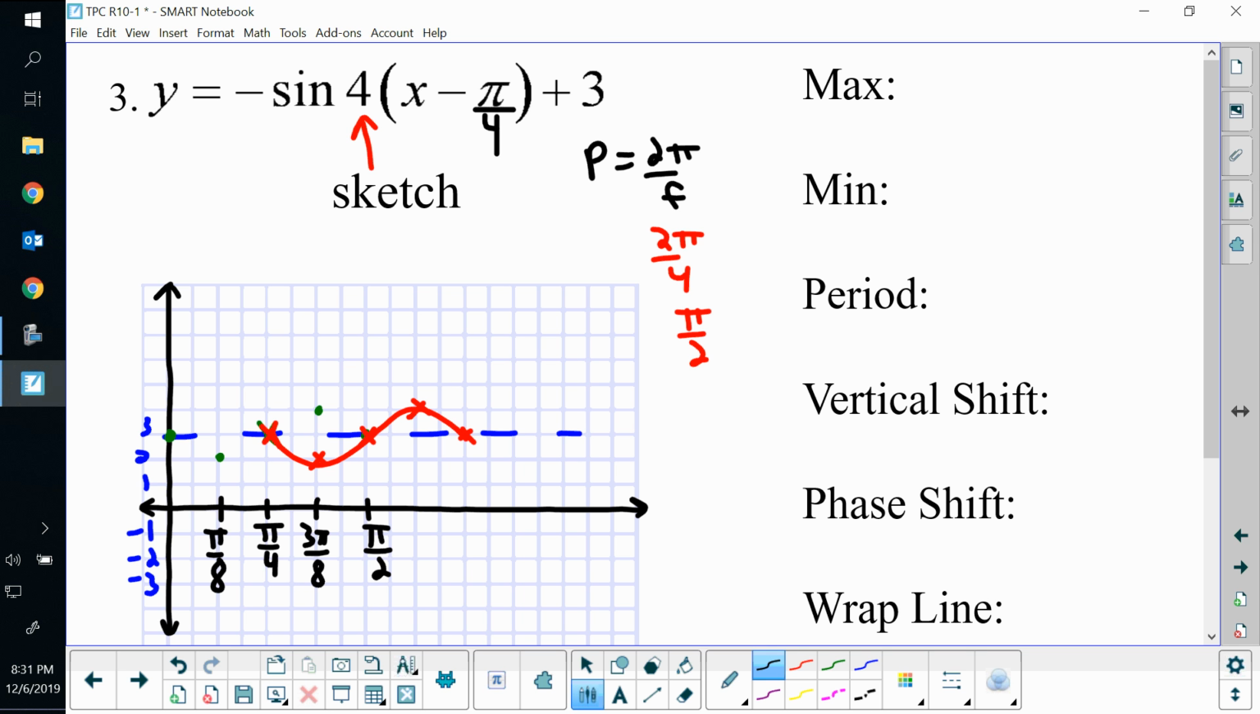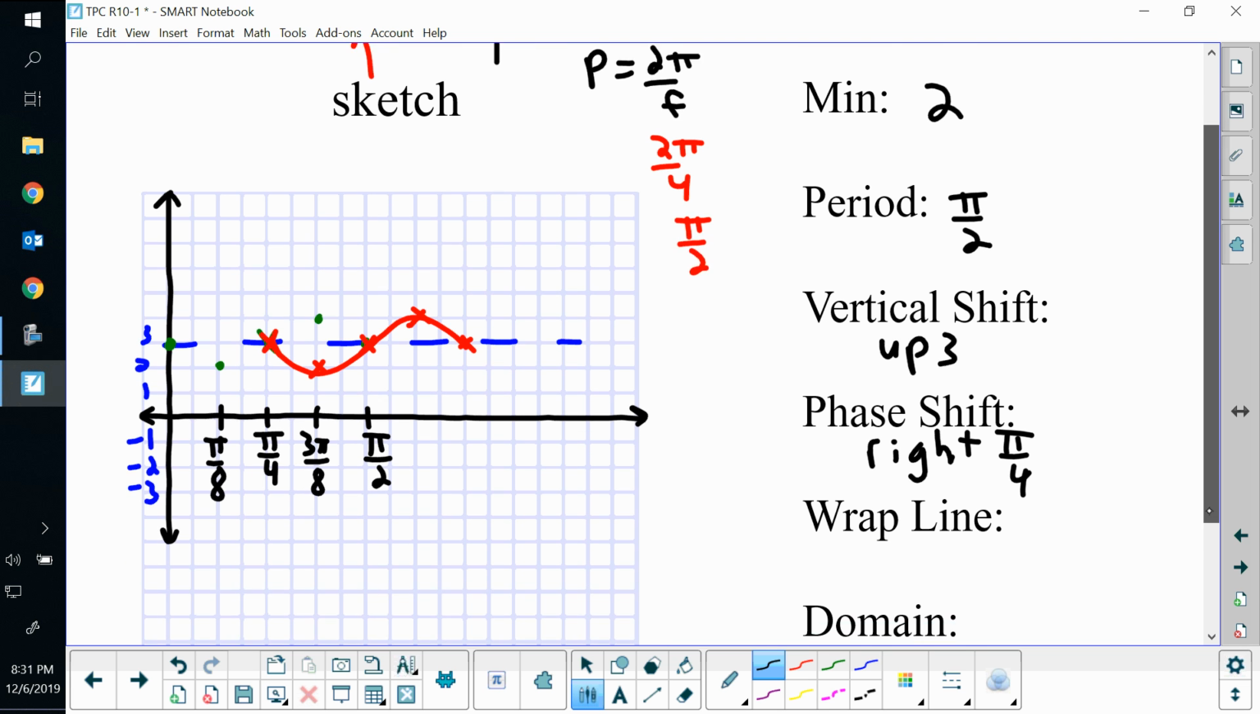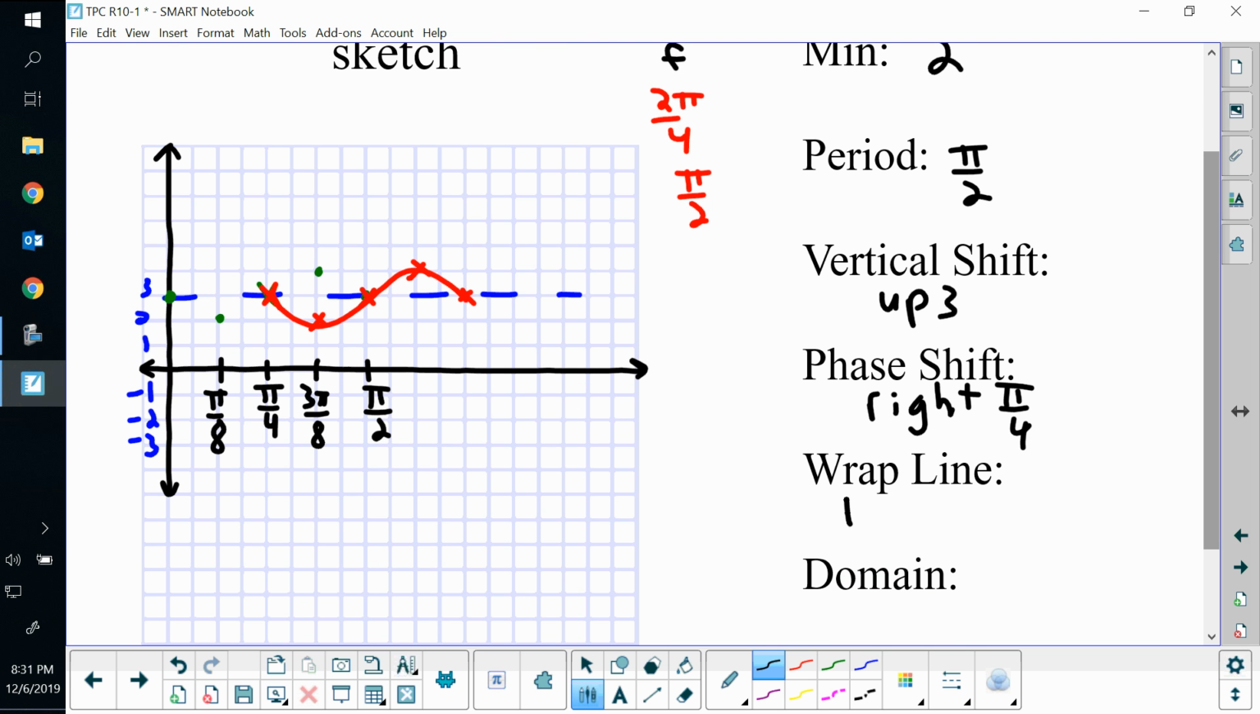Max is the highest y value, which in this case is 4. Min is the lowest y value, so 2. Period we found to be pi over 2. Vertical shift, we moved up 3 for the wrap line. Phase shift, we moved right pi over 4. Wrap line was at y equals 3.